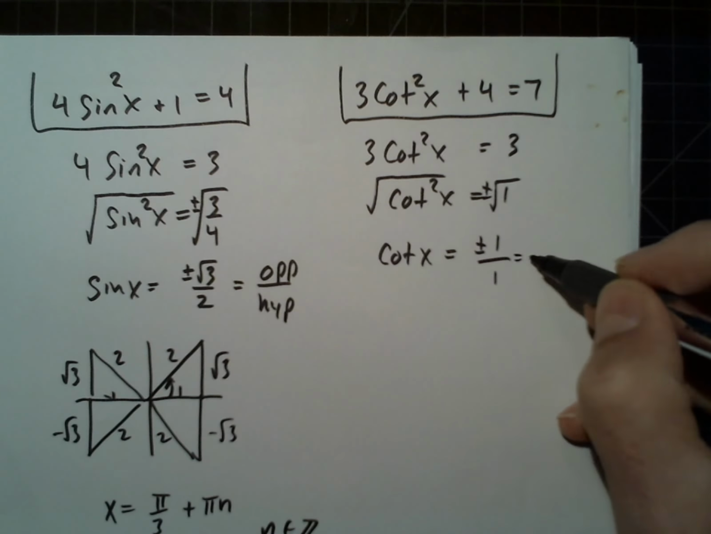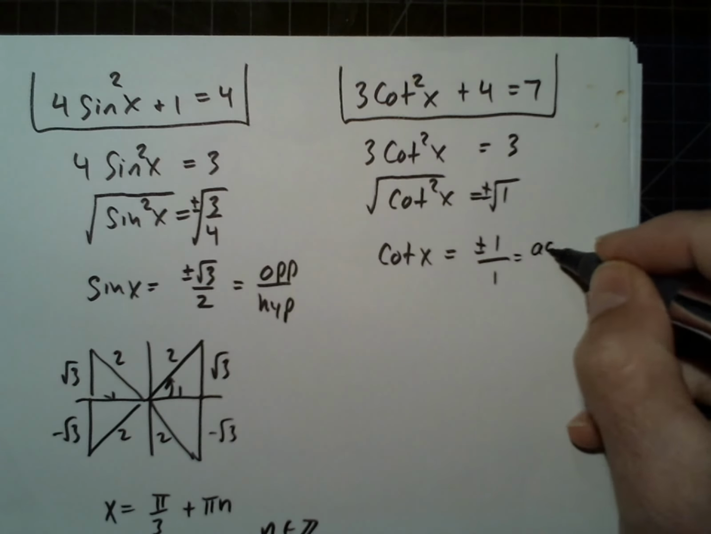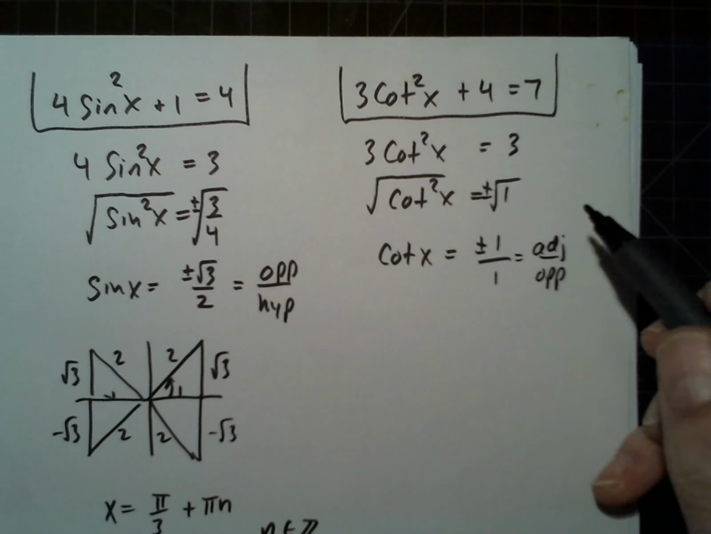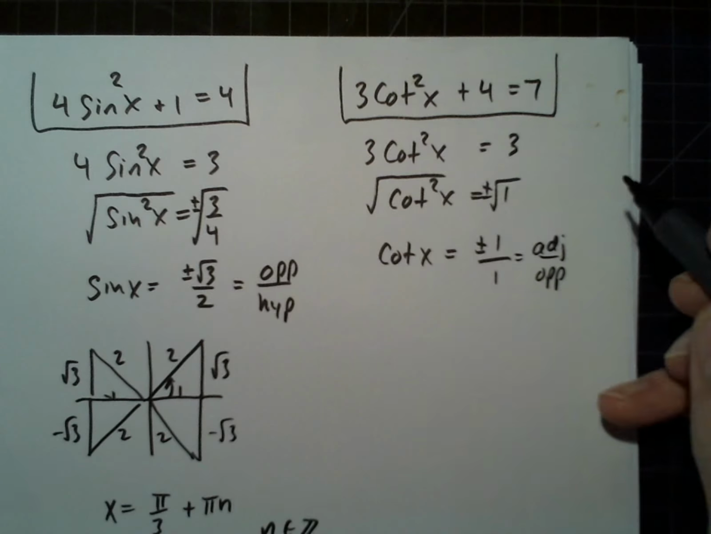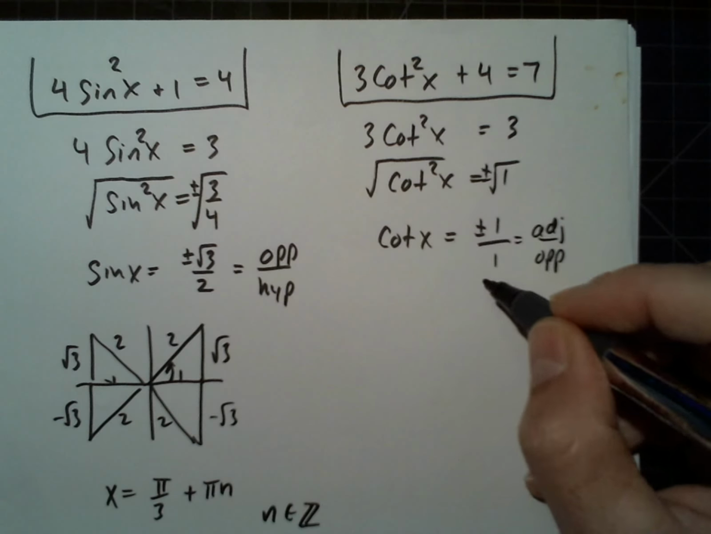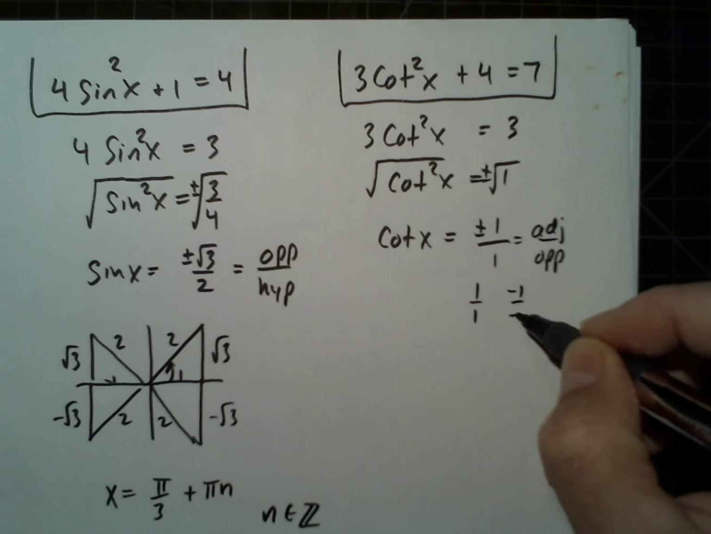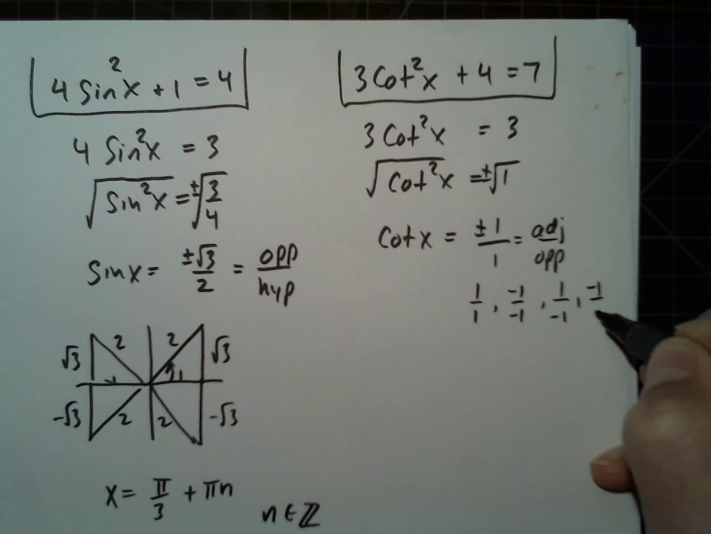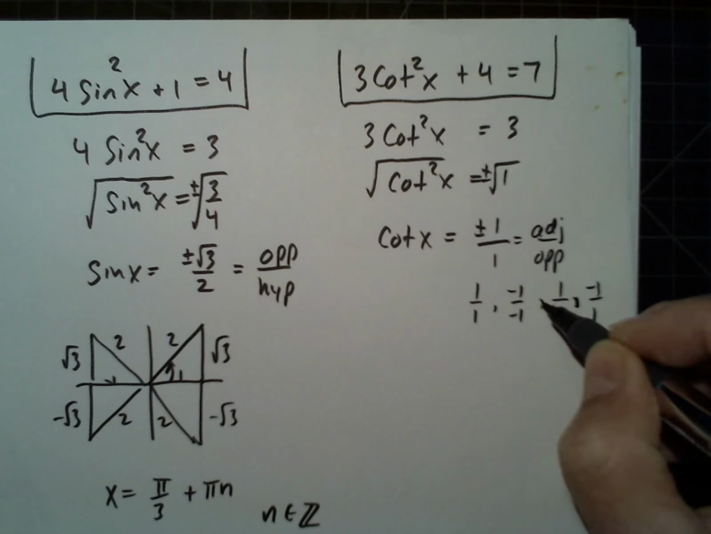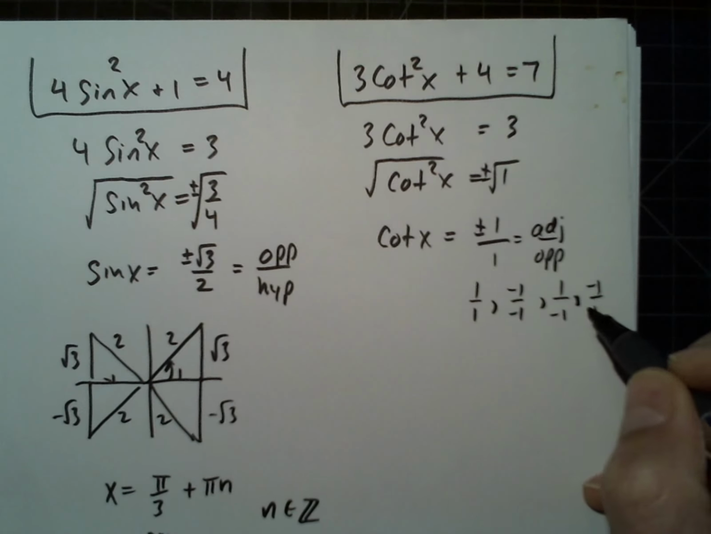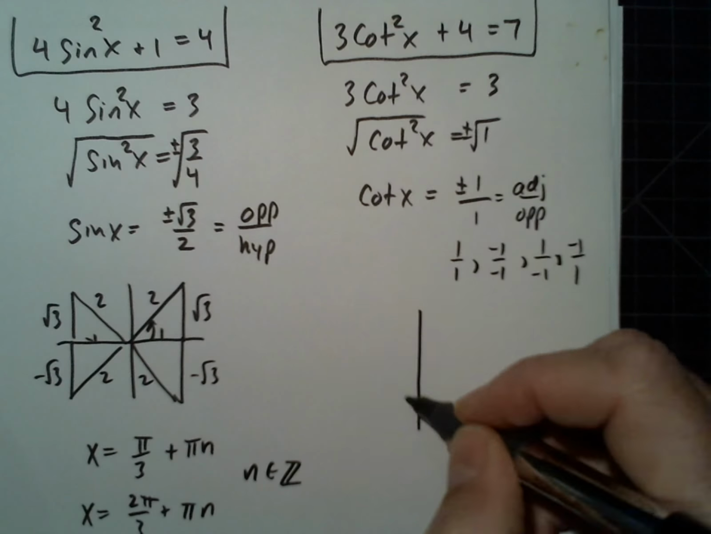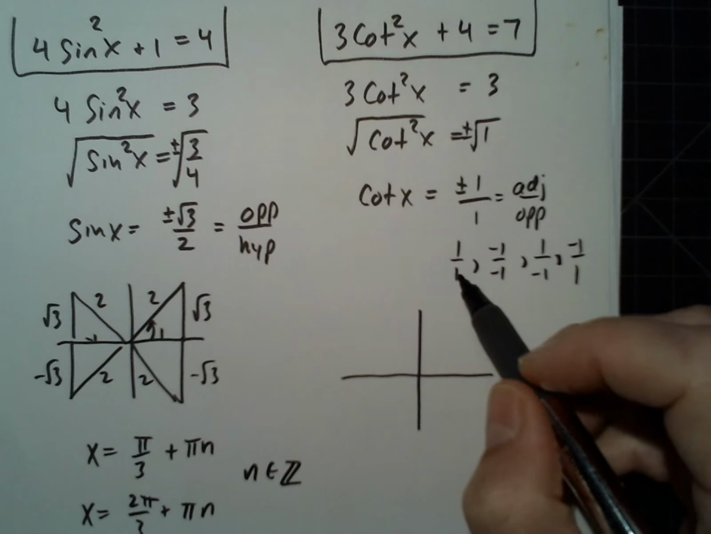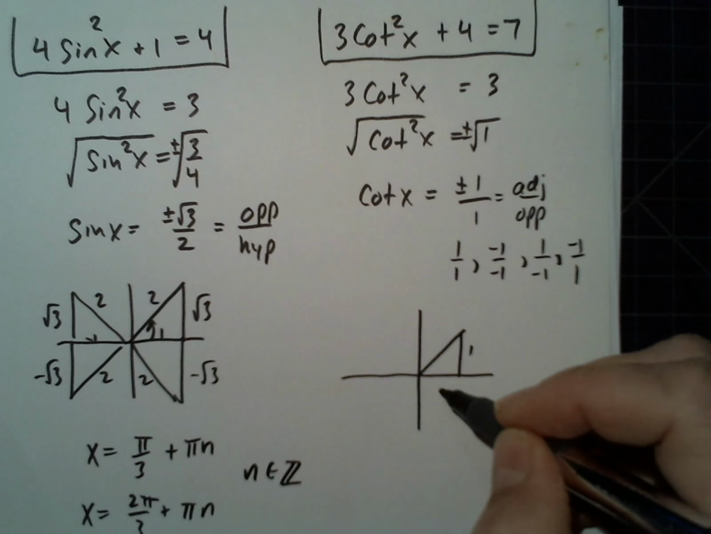Make it a fraction, and we know that cotangent is adjacent over opposite. So we can have positive 1 over positive 1. Here are all the options, because we can have positive 1 is this, or this. Negative 1 is this, or this. So that gives us 4 angles where the adjacent is positive, the opposite is positive, and we'll have this.